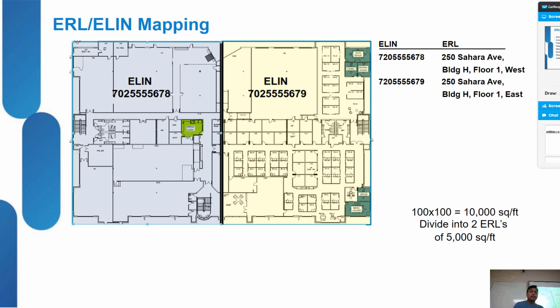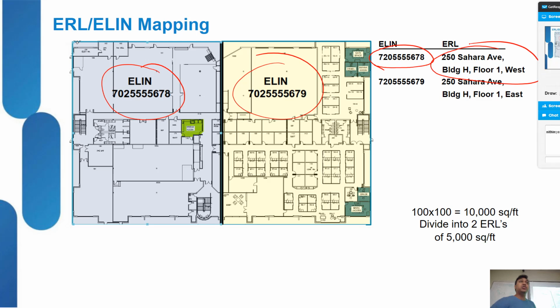So each side of the building, each ERL, will have a different phone number as a caller ID. In their database, they say the call comes from this caller ID, so this is the address that should be given to the emergency team. Is this caller ID different only for 911, or even for other calls? This is just for 911. These numbers are only dedicated for 911.